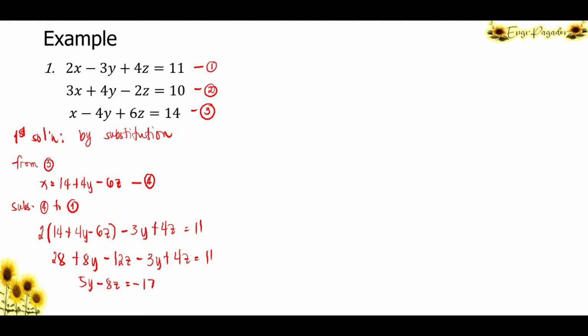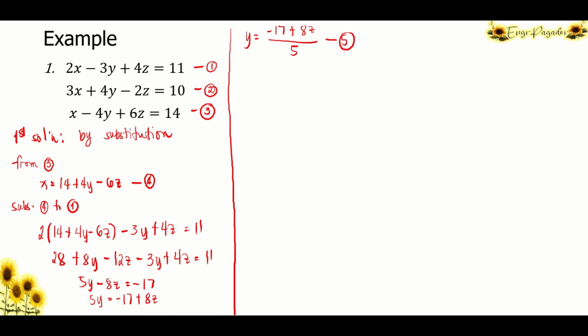Now from here, gawa ulit tayo ng equation or equation ni y. Okay, so si y naman ngayon. So how do we do that? By manipulation, magkakaroon tayo ng equation of y. So transpose natin si 8z tas sa kabila. So, magiging 5y is equal to negative 17 plus 8z. And then, divide natin both sides by 5 para y na lang yung matira sa other side. So, that is equal to y equal to negative 17 plus 8z divided by 5. And this will serve as our equation number 5.